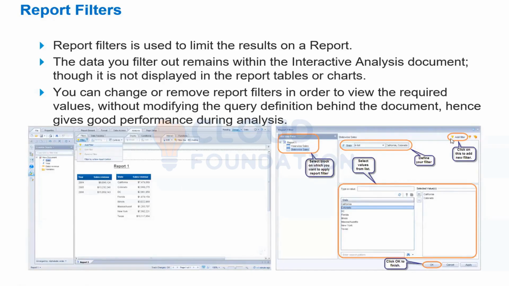As we have selected state-wise sales and we are clicking add filter, state will come up here and we will get the values from this list of values. Once we have defined it, we will click finish. Then here only California and Colorado are selected for this block. We will see the data for only California and Colorado, like the first two rows of data. All others will not be shown. That is the purpose of the report filter.